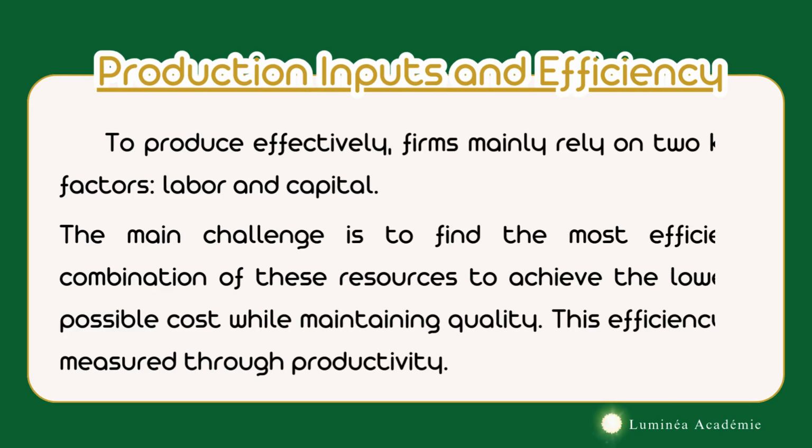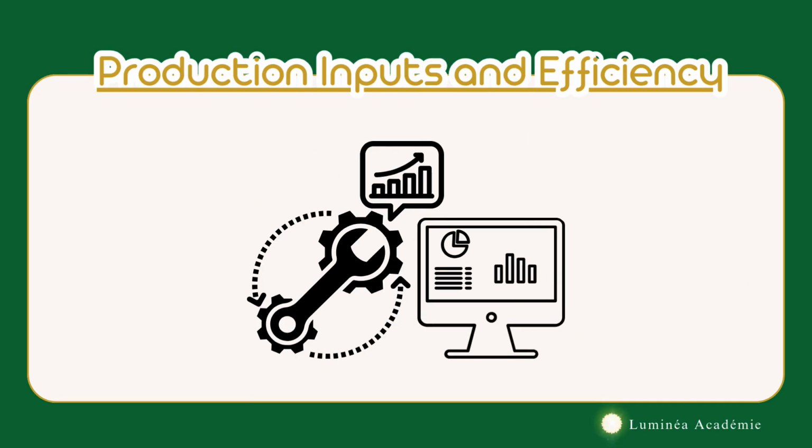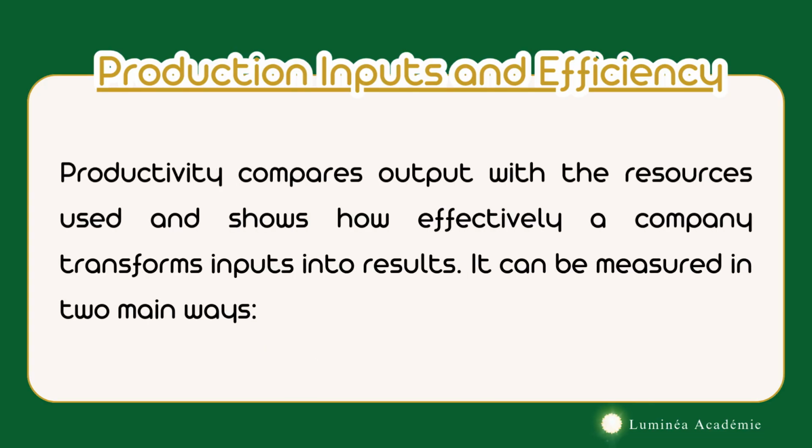To produce effectively, firms rely mainly on two factors: labor and capital. The challenge is to find the most efficient combination of these resources in order to produce at the lowest cost while maintaining quality. This efficiency is measured through productivity. Productivity compares output to the resources used and shows how effectively a company transforms inputs into results.